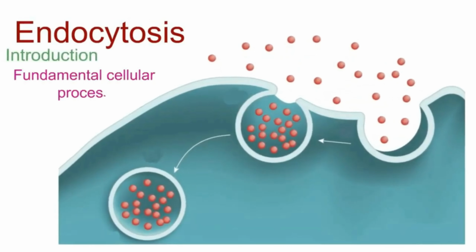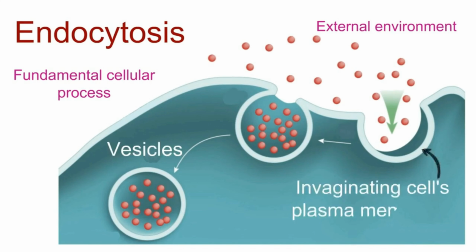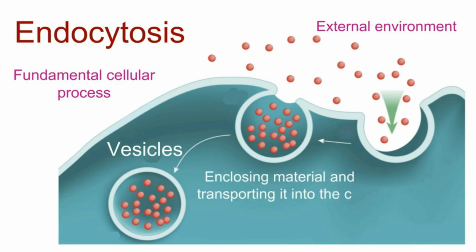Endocytosis is a fundamental cellular process that allows cells to take in substances from their external environment. This process involves the formation of vesicles by invaginating the cell's plasma membrane, enclosing extracellular material and transporting it into the cell's interior. There are several types of endocytosis.